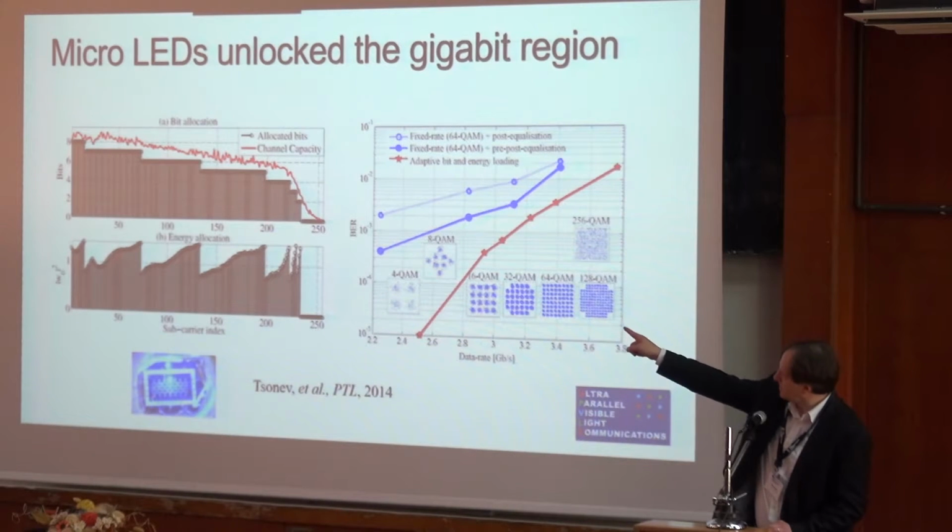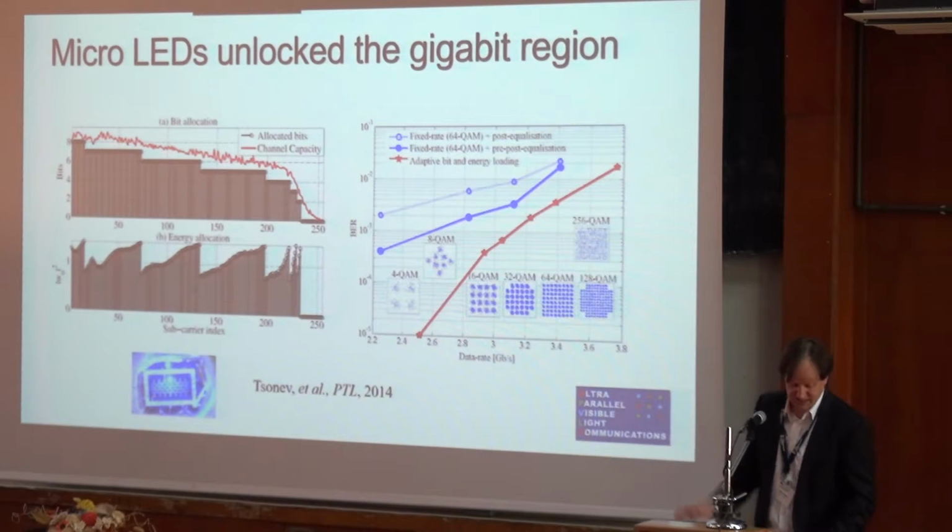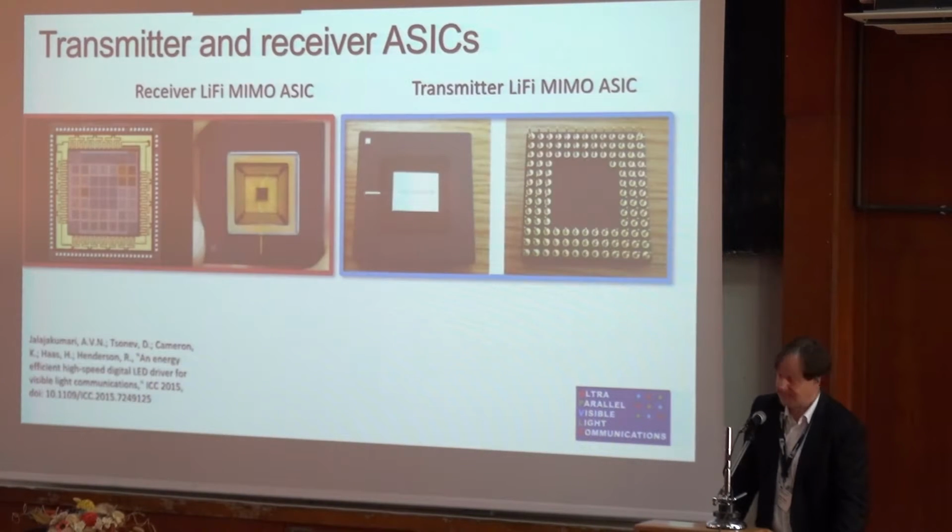Basically, we use the very smooth and softly decaying transfer function to modulate the LED far beyond the 3 dB bandwidth, and then apply bit and power loading. You see the bit loading and the power loading. And with that, we can load the channel and get almost complete channel capacity out of such a system. In that case, with a single LED at 3.5 gigabit per second.